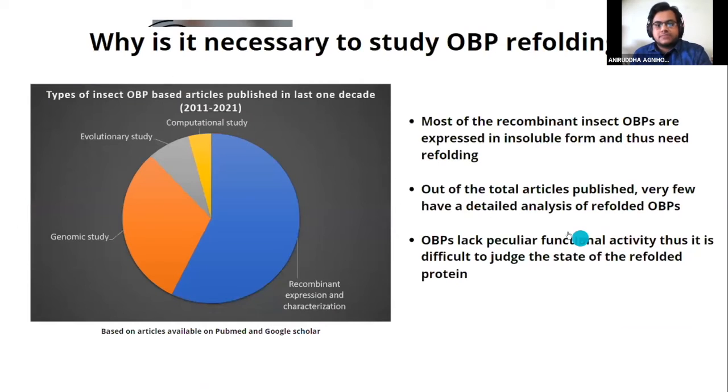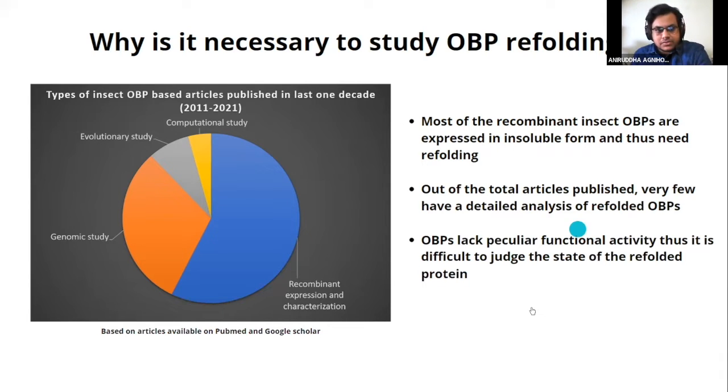Why is it necessary to study the refolding of odorant binding proteins? Now, before we go to that, just briefly talking about refolding. Refolding is one of the ways to produce recombinant proteins, especially if you try to express them in a bacterial host like E. coli. Either your protein might be expressed in a soluble form, or it might be expressed in an insoluble form, which is usually called inclusion bodies. And these inclusion bodies do not have the structure, so you need to refold them in vitro after removing them from the bacterial cell.